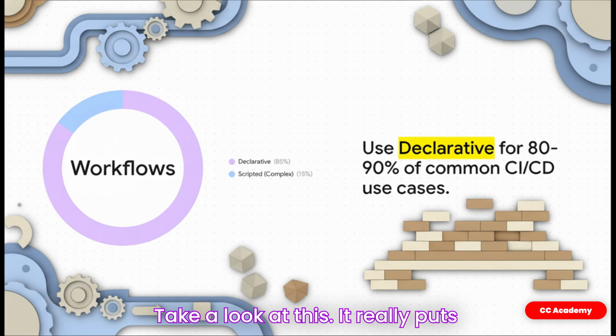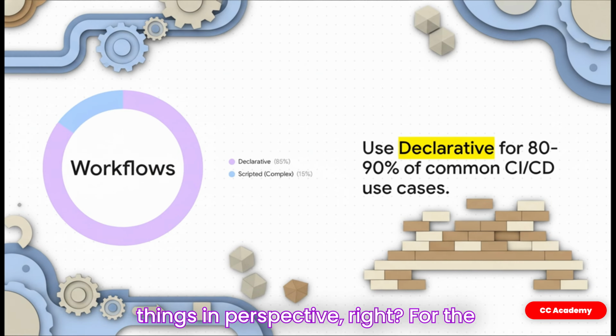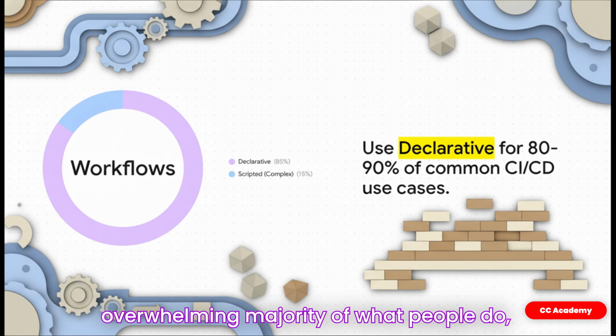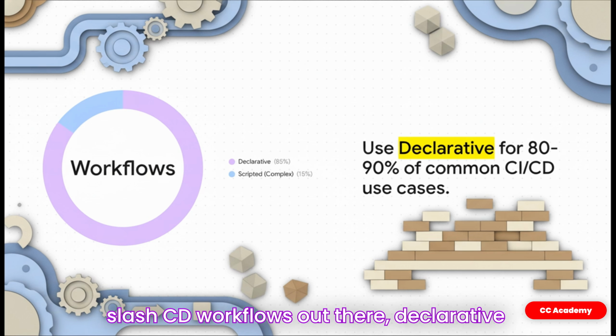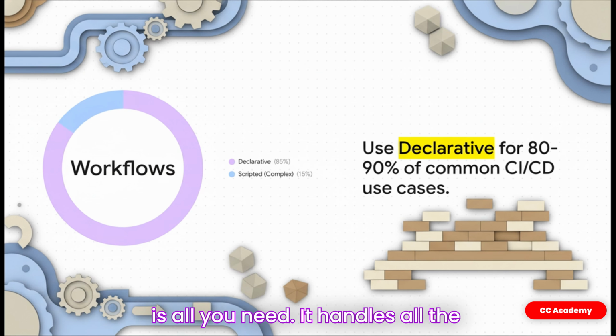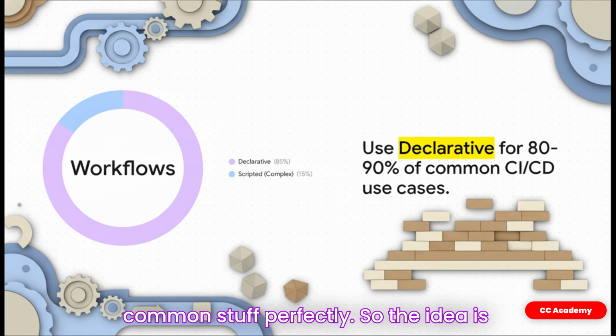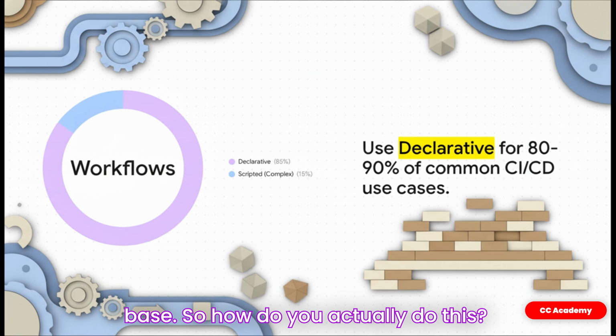Yeah, take a look at this. It really puts things in perspective, right? For the overwhelming majority of what people do, I'm talking like 80, even 90% of all CI/CD workflows out there, declarative is all you need. It handles all the common stuff perfectly. So the idea is you always start with declarative as your base.